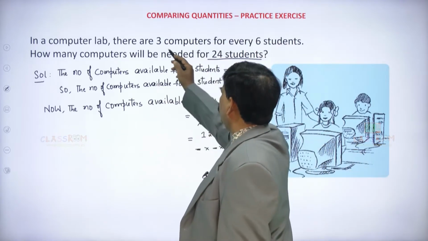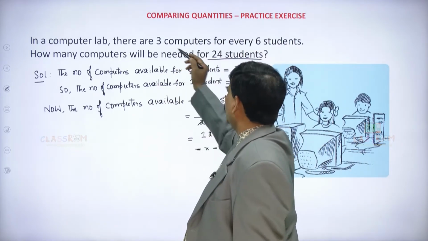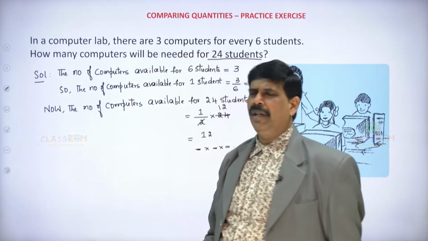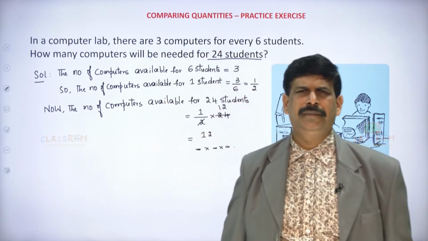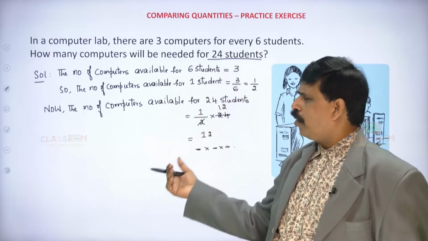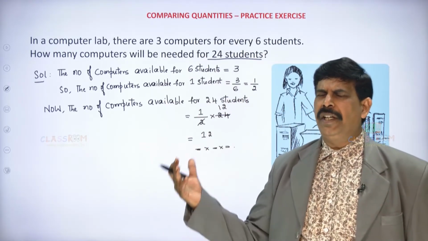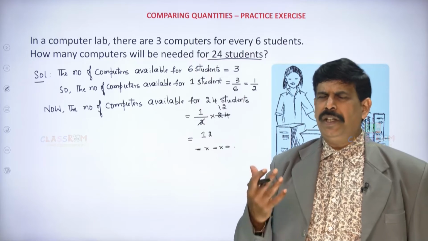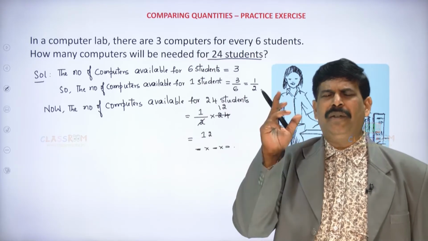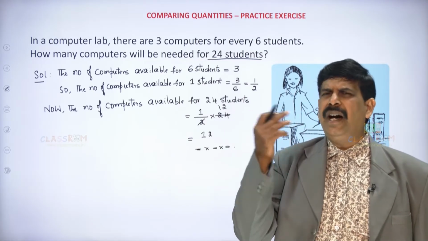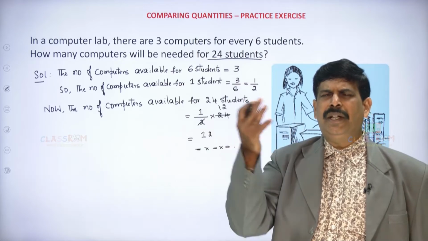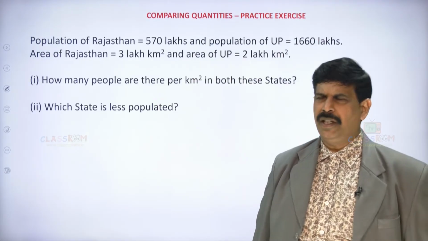It is very simple. 6 students, 3 computers. Half of 6 is 3. 24 students, how many? Half of 24 is 12. So this method of solving is what we call the unitary method. So in the unitary method, we will find out for 1 first, and the answer is multiplied with the required number. See the next one now.